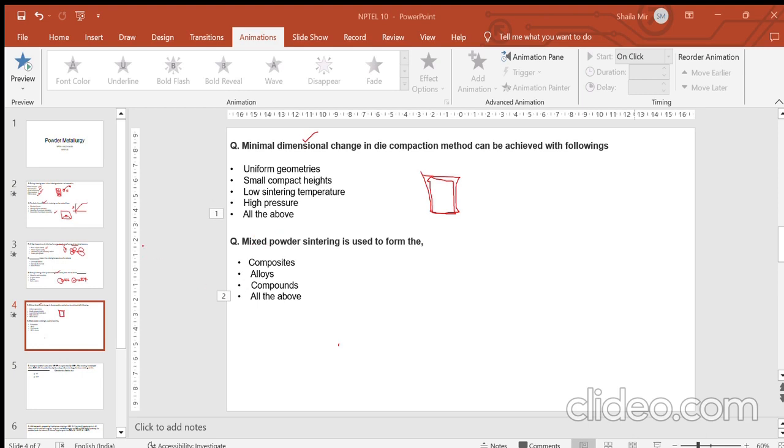One of them is composites. One of them is alloys, because if you are mechanically alloying them and then sintering them, you can form alloys, or they can form compounds. So if you are mixing the powders and then sintering them, you can have composites, alloys, compounds, or all of the above, and it will depend on what the two materials are.